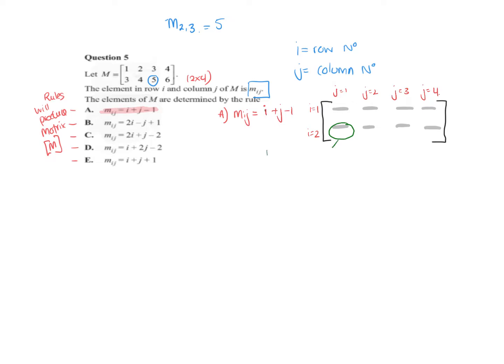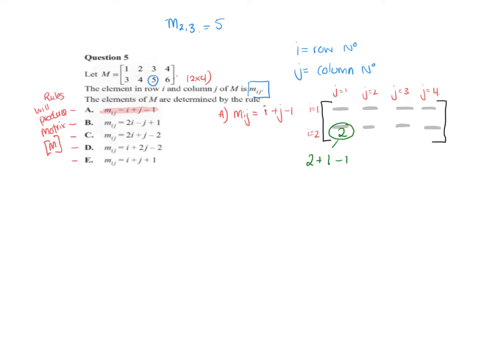So we're saying that you find the formula by going i, so i is 2 in this case, plus j, which is 1, minus 1. So if we do that, 2 plus 1 is 3, minus 1 is 2. So you can see we get 2. Now 2 is not in our original one, so I know that's not the answer.